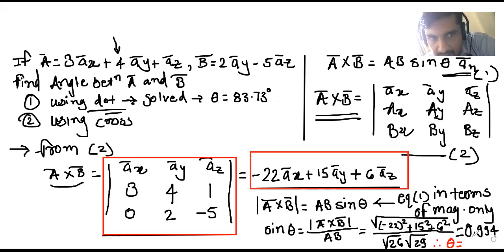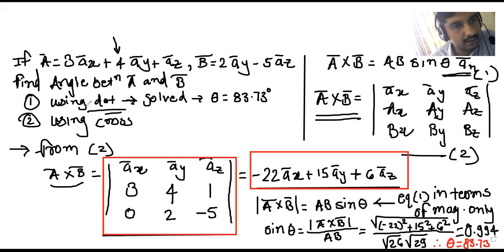Can anyone tell? 85.24. Can you calculate once again? It has to be 83. 83.72. 83.73, right? So we have obtained the value of theta for this case also.